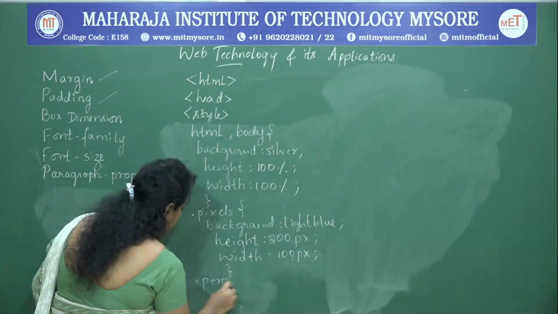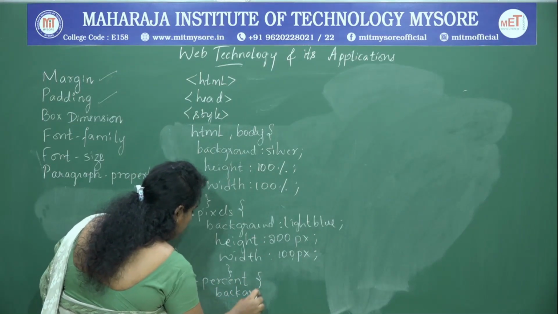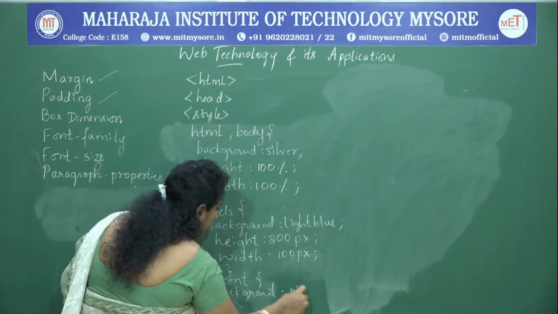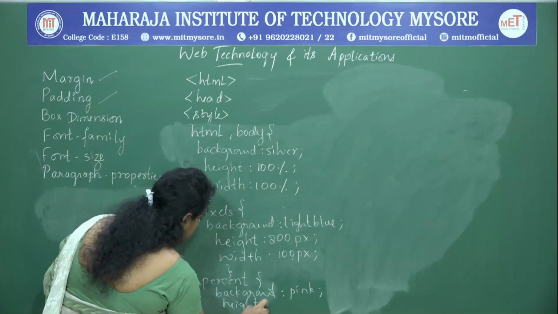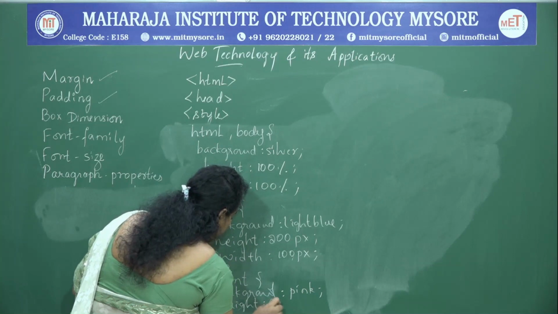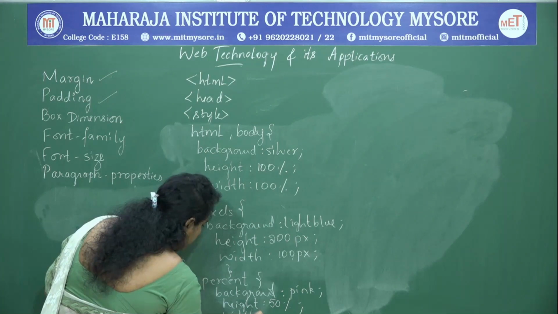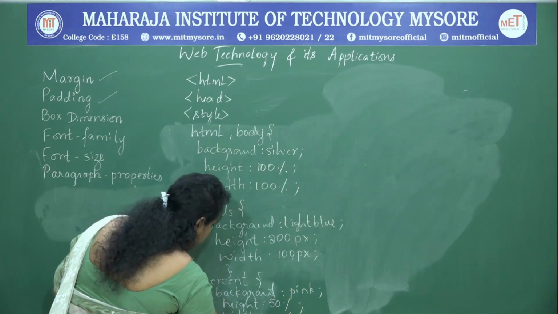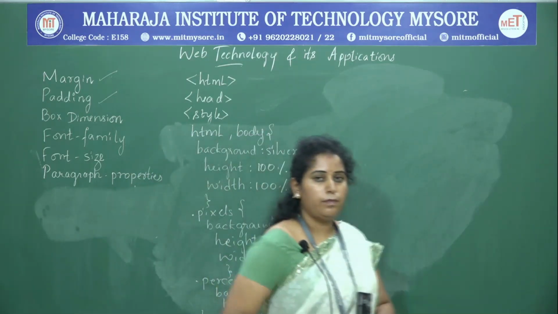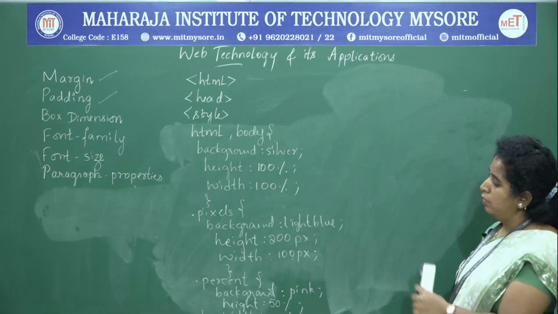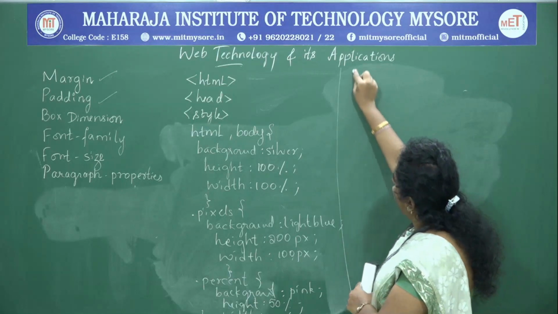Next one more, percent class. So background I am giving pink, then height I am giving 50%, also width 50%. So close the percent class.